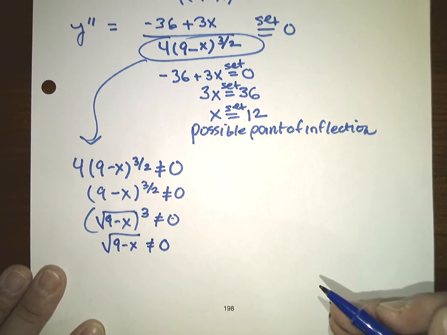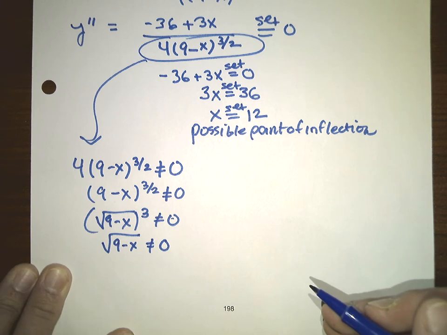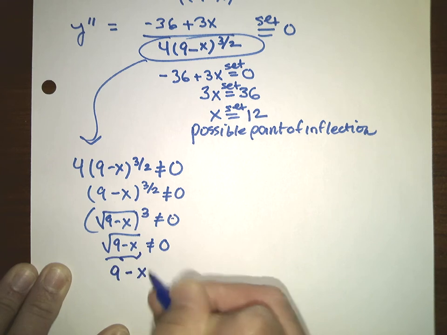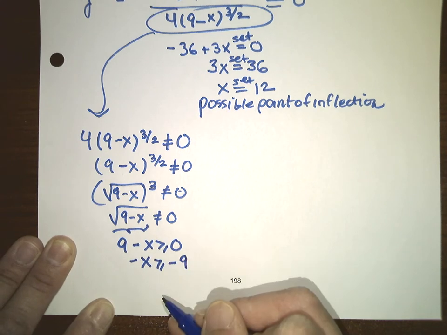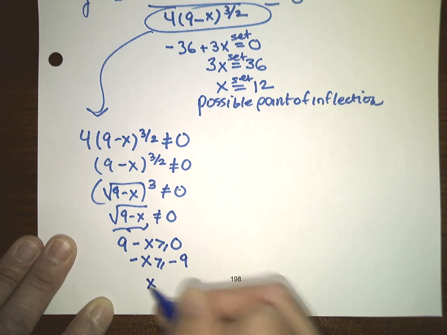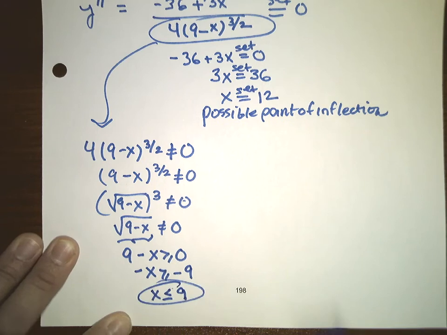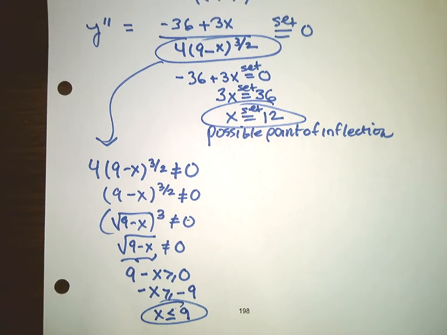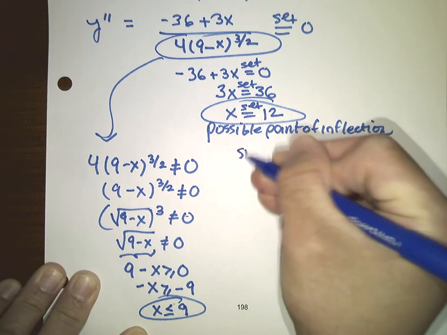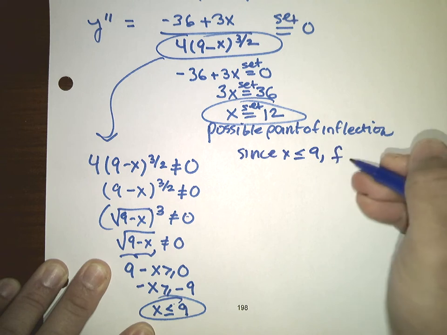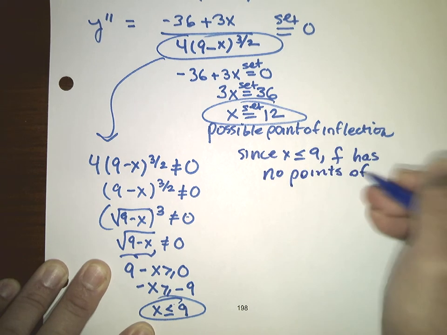And then I can go ahead and just think about what this means. It means that what's under the square root, 9 minus x, has to be greater than or equal to 0. All right, so then I'll subtract the 9. So negative x has to be greater than or equal to negative 9. Then I'll divide by negative 1 and switch the sign. So x has to be less than or equal to 9. Well, since x has to be less than or equal to 9, what does that mean? It means that 12 cannot be a point of inflection. So we found a possible point of inflection, but it's not a point of inflection because x has to be less than or equal to 9. So keep that in mind: since x has to be less than or equal to 9, that means that f has no points of inflection.